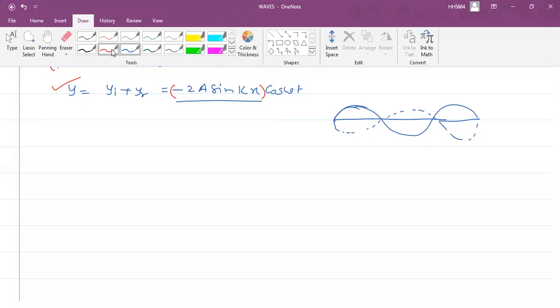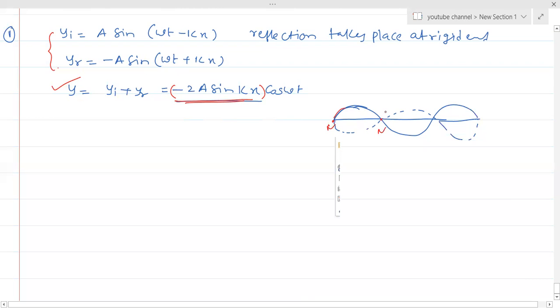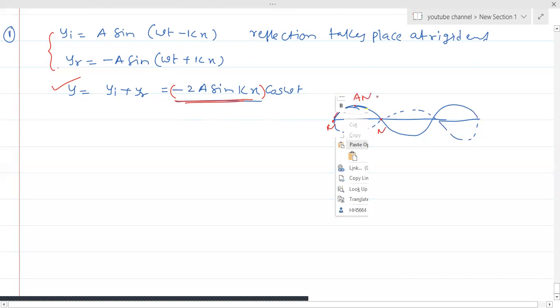So whenever you get this idea, by taking minus 2A sin kx, and this will be a sine, there is no need to remember any formulas. Directly we will write the location of nodes as well as antinodes. Suppose this is the node, and this is the node, and this is antinode, and this is antinode.